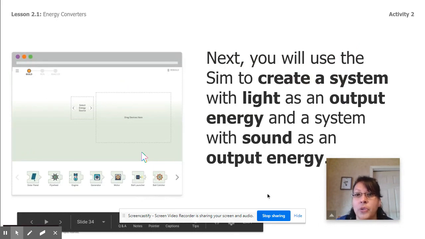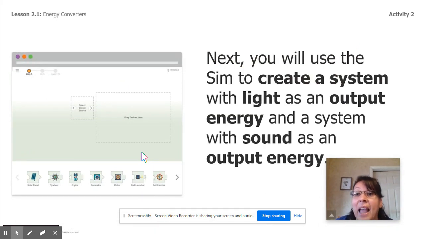Next, you will use the sim to create a system with light as the output energy and a system with sound as the output energy. So if you have access to the sim, you can go ahead and stop the video and do this part right now. If you don't have access to the sim, that's okay, because in the very next activity, we're going to do this together.